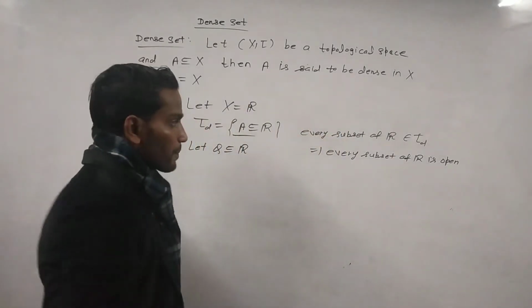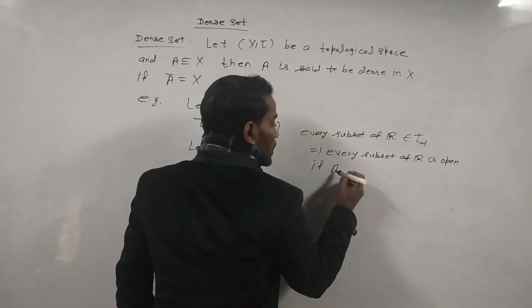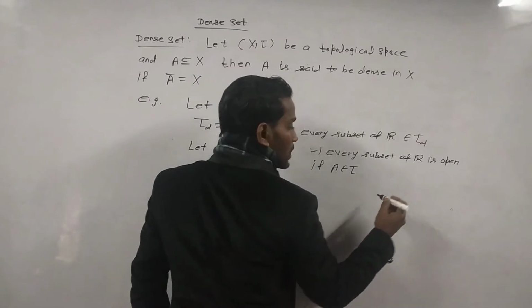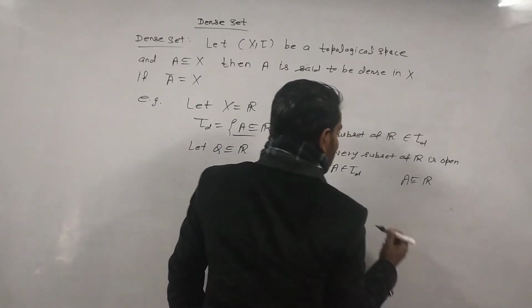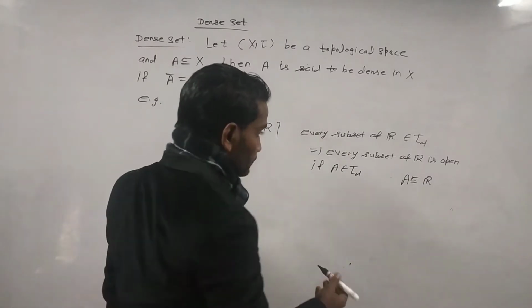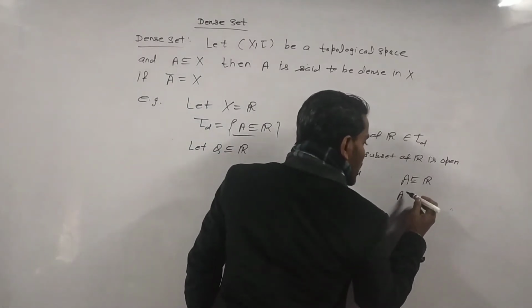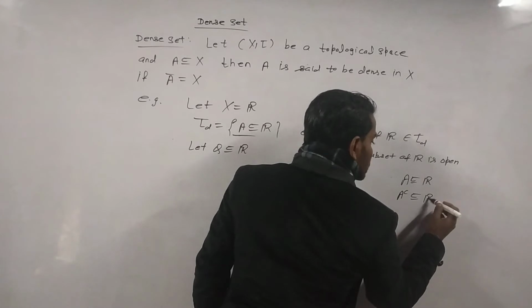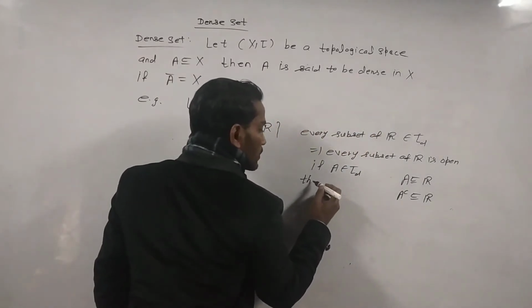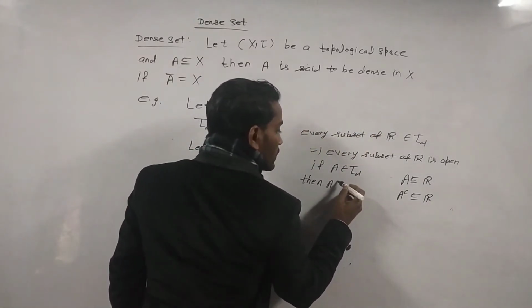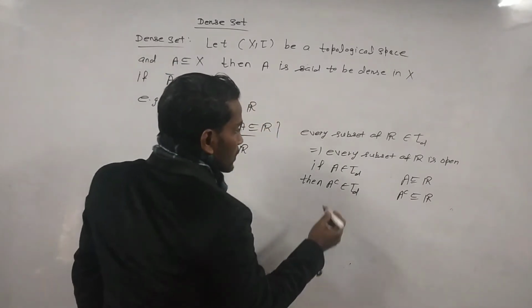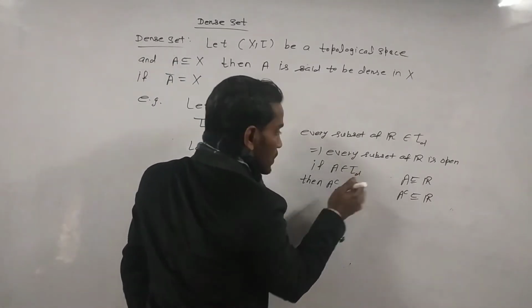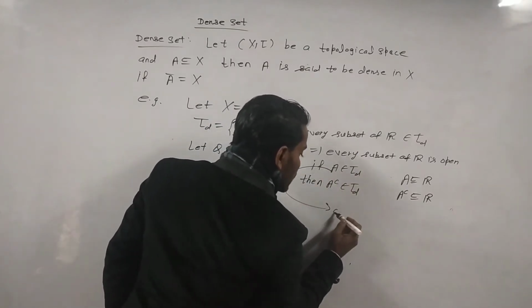And also, if A is any subset of R, then A belongs to tau. Also A complement is a subset of R, then A complement belongs to tau_D. If A belongs to tau_D, then A is open.